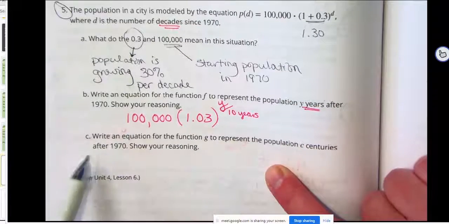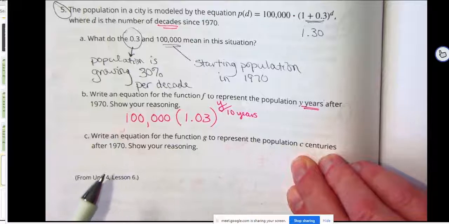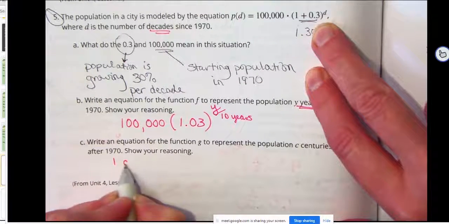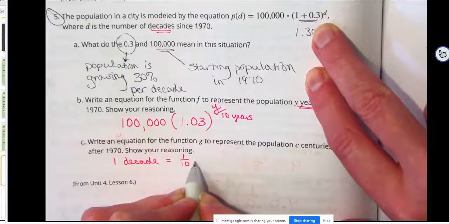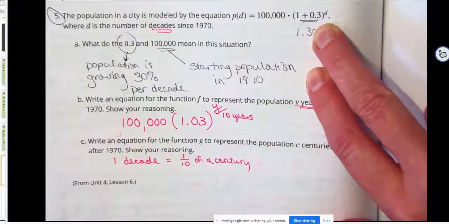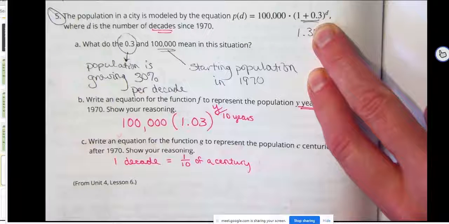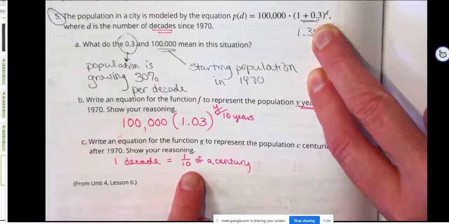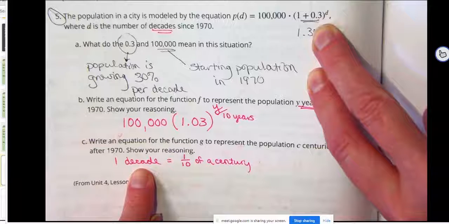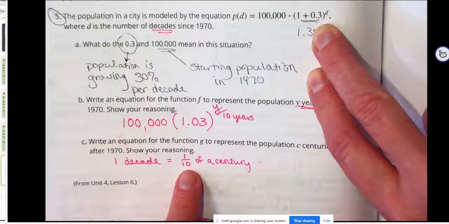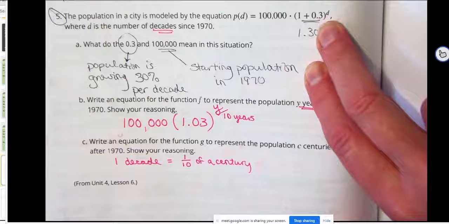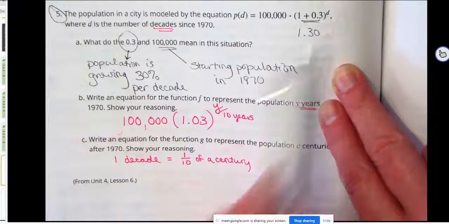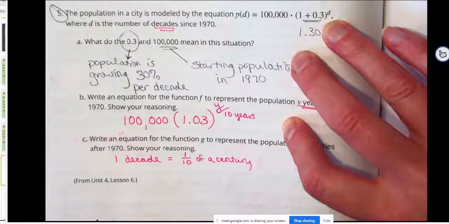This then asks us to represent it in centuries after 1970. Now centuries is telling us that instead of a decade, we're going to go longer. So 1 decade is 1/10 of a century. So I'm going to take decades if I'm looking at converting it to 1/10 of a century. I don't want less than a decade. I want more. So this 1 decade that I had up here, if I'm converting it to a century, I would have to divide that by 10 and be thinking of what that might be.